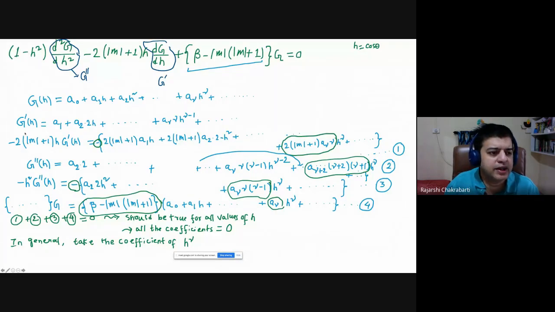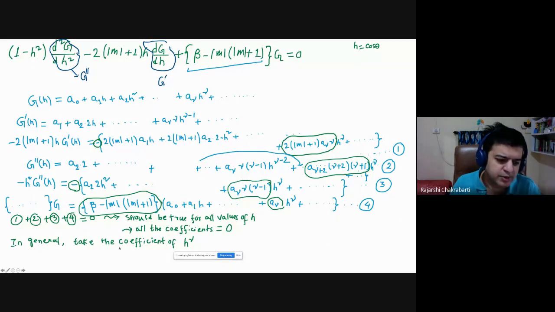And then you can take a derivative of this. G prime means the first derivative of G with respect to h. Also, you can take the second derivative, and then you can calculate all the quantities here. Then you just add them together so that you get this differential equation, which is equal to 0. Now this is true for all values of h, whatever the value of h, and this is possible only when all the coefficients are 0.